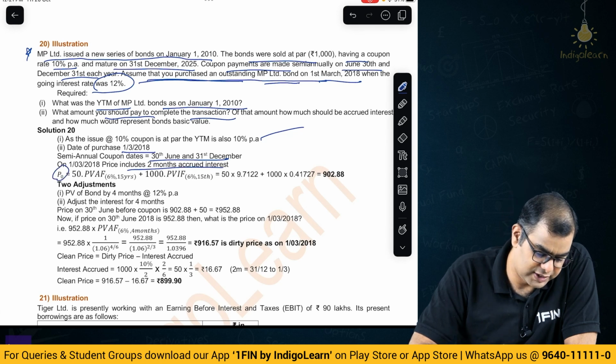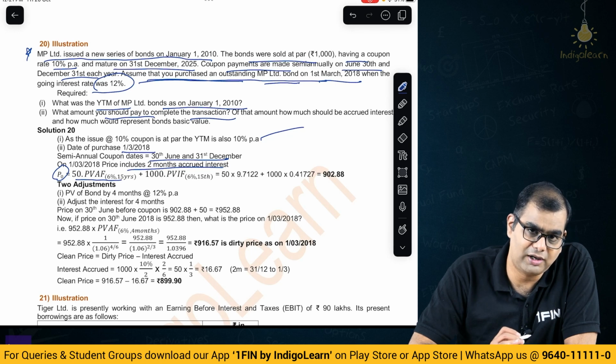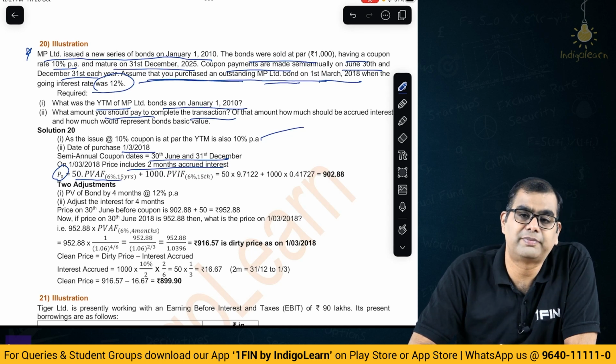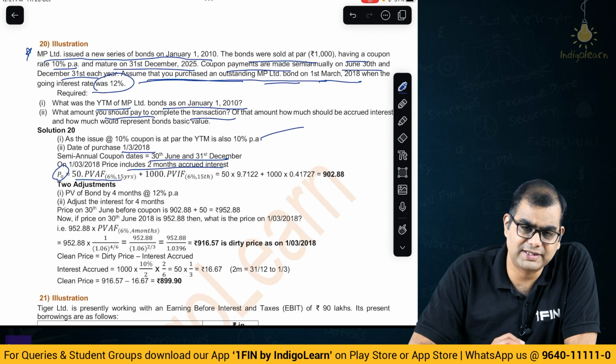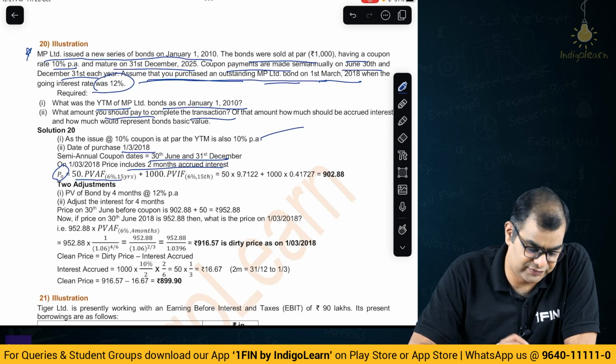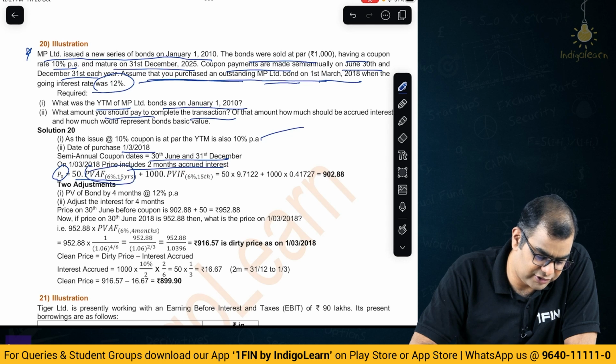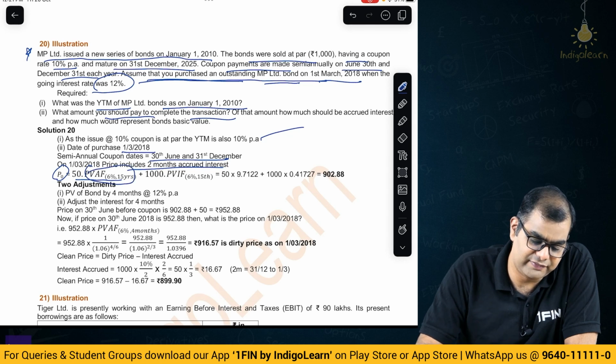So, P0 is the present value. If you remember, I told you the formula for how this has to be computed. First, the present value of the coupons, which is the half-yearly coupon. 10% on 1000 is 100, half of that is 50. So, 50 times the present value annuity factor for 15 periods. Why am I taking 15?